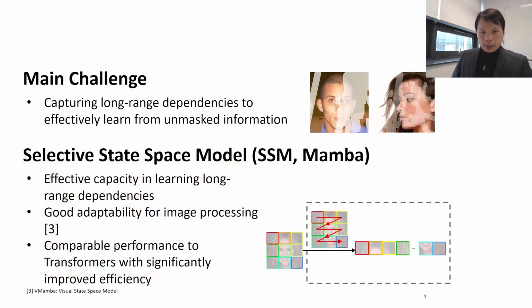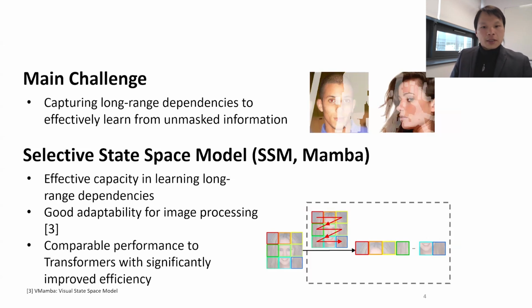And this is where, in this research, we introduce our contributions. We propose to employ the selective state space model, SSM, otherwise known as Mamba, for image inpainting. Mamba is very effective in learning long-range dependencies, and we already have some adaptable source code for image inpainting with Mamba.